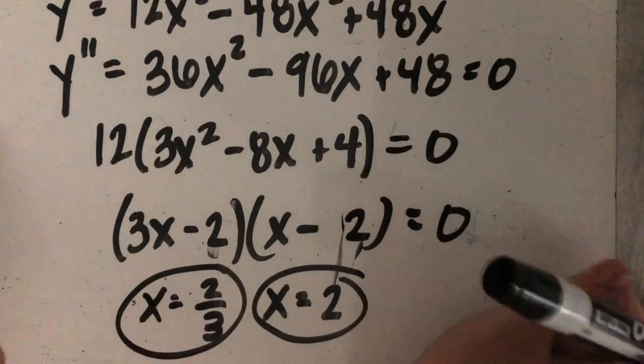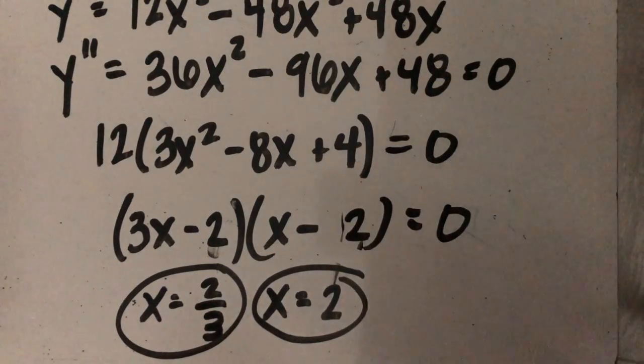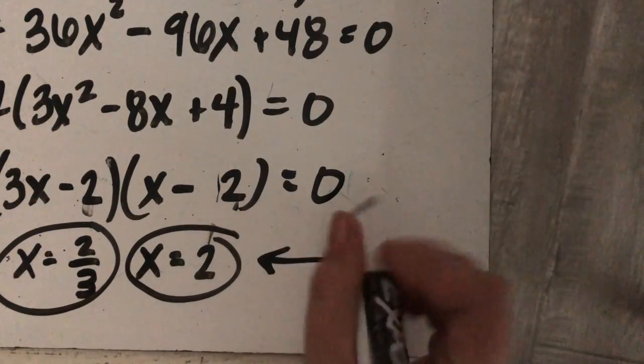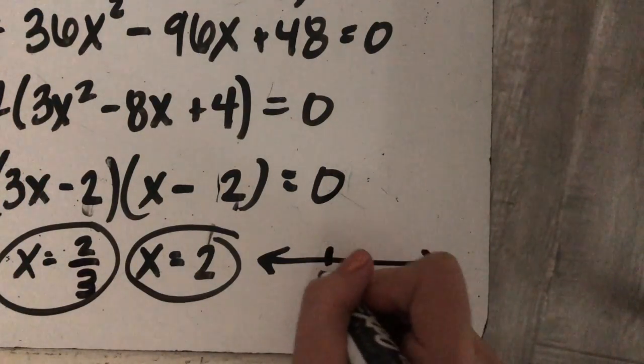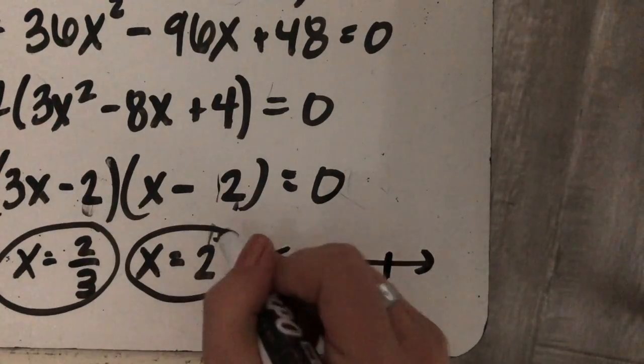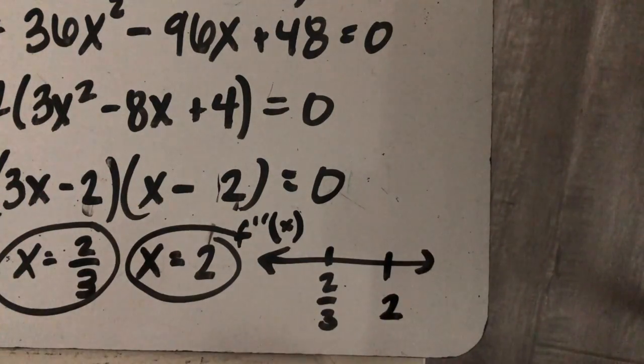And we're calling them potential because we don't know if the concavity is changing there for sure, but we're going to check and see right now using our number line. So let's put our number line here. And we need to put our potentials on there. We've got 2/3 and we've got 2. And I want to see where the second derivative, because I'm talking about concavity, so the second derivative is, we're seeing if it's positive or negative.